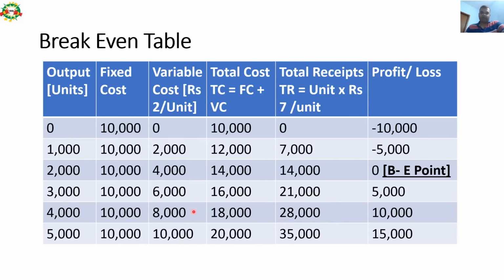28,000 total revenue minus total cost of 18,000 is equal to 10,000 rupees of net profit to the company. And fifth scenario, subsequently, if the factory starts producing more units, say 5,000 units, in that case fixed cost will be 10,000, variable cost will be 10,000, total cost will be 20,000 rupees, and total revenue will be 35,000 rupees. 5,000 multiplied by 7, right? So 35,000 minus 27,000 is equal to 15,000 rupees of net profit.